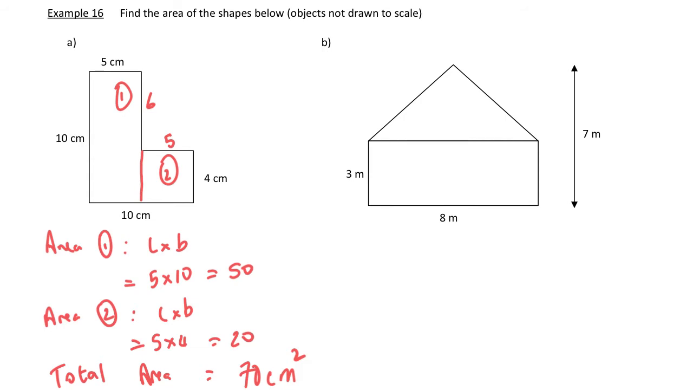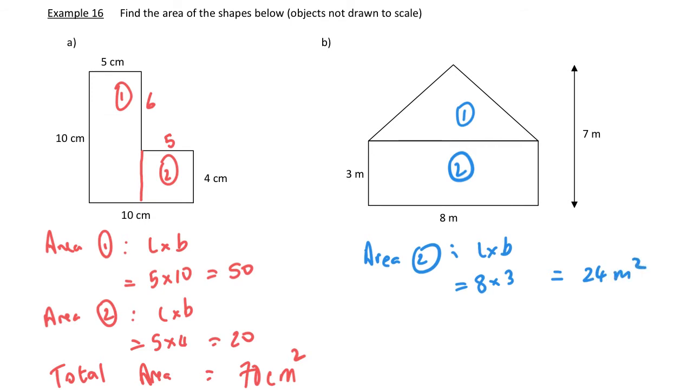For the second shape then, again, we've got two different distinct shapes. We've got a triangle and a rectangle. And we know the dimensions of the rectangle easy enough. So the area of 2 is length times breadth, which is 8 by 3, which is 24 square metres. The second one, well, what we can see is that it's 7 metres tall in total, and the height of the rectangle is 3 metres. That means the height of the triangle is going to be 4 metres.